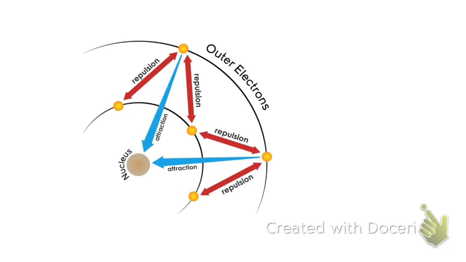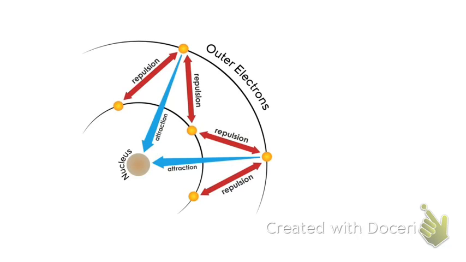The nucleus is attracted to the valence electrons. I think you understand that. The magnitude of attraction depends upon Coulomb's law. So the more protons in the nucleus, the stronger the attraction between the nucleus and the valence electrons. Also, the closer the valence electrons are to the nucleus, the stronger the attraction forces, all based on Coulomb's law.